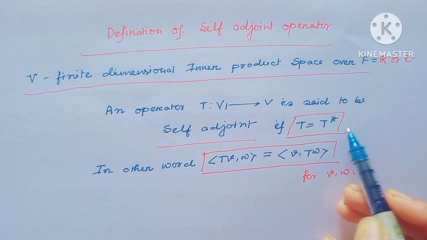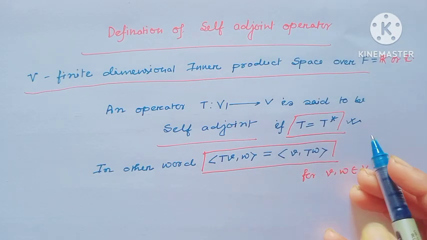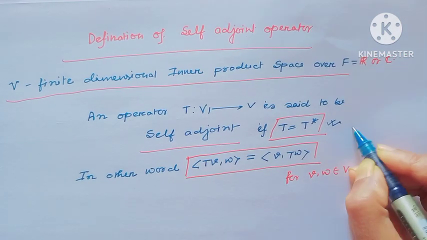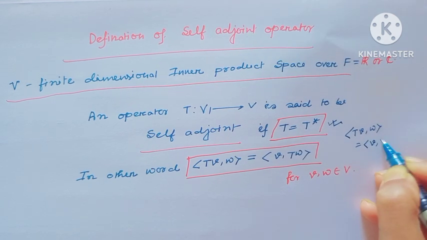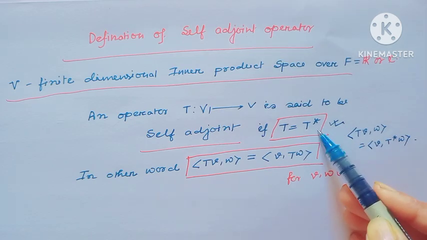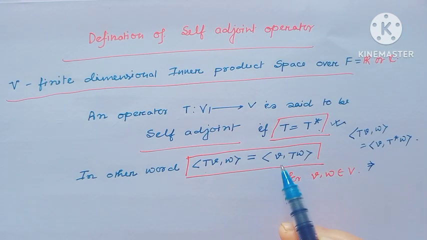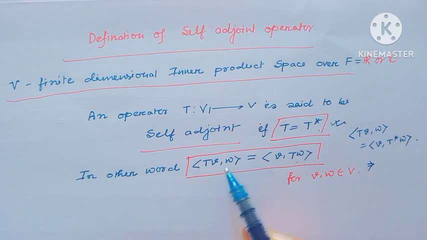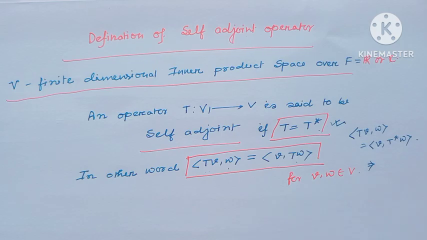That means, since the adjoint operator satisfies the inner product of TV with W equals the inner product of V with T star W, and here T equals T star, that implies the inner product of TV with W equals the inner product of V with TW, and this is true for all V and W belonging to the vector space. I hope all my viewers have understood.